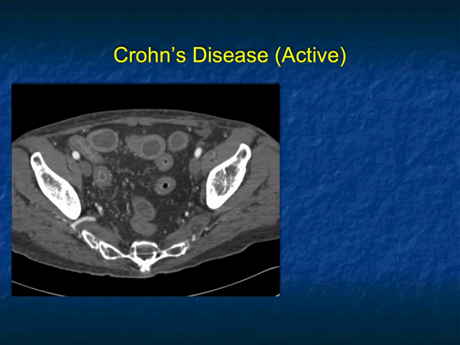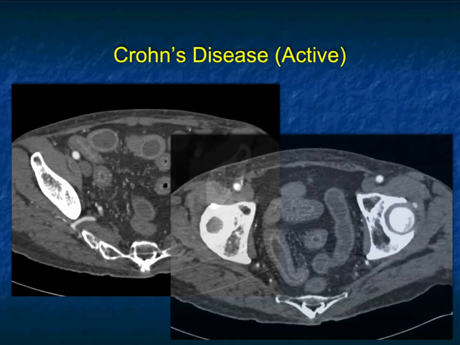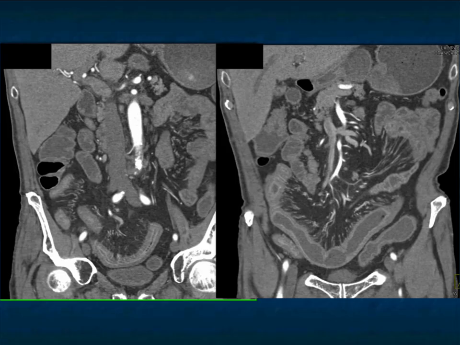Now, I mentioned before the advantage of looking with a CTA at both soft tissue and vessels. So here's a patient with thickening of small bowel due to Crohn's disease. Okay, kind of classic. But then as you go to the coronal view, you can see the prominent vasa recta, the extent of the thickening of bowel. Coronal views make it easier to appreciate the full extent.